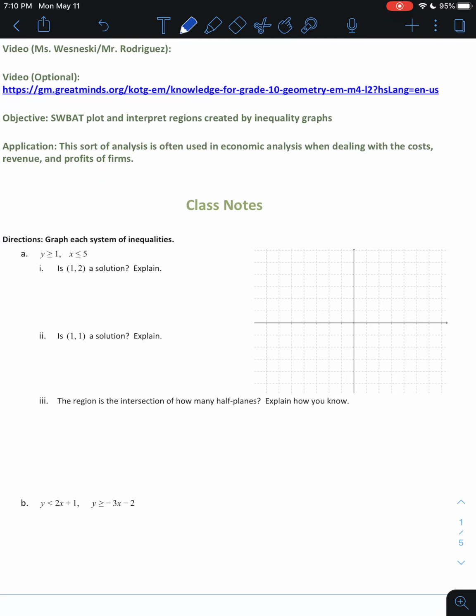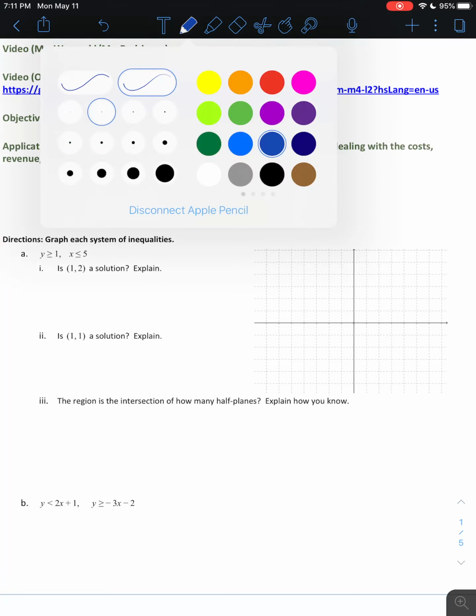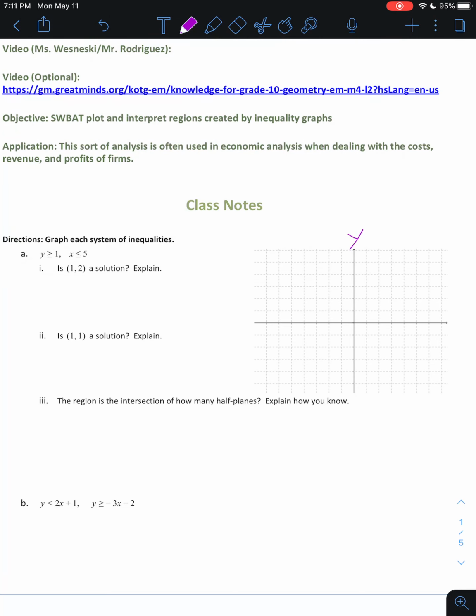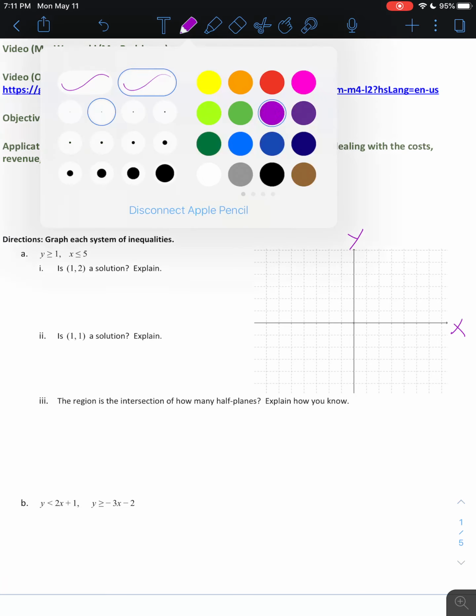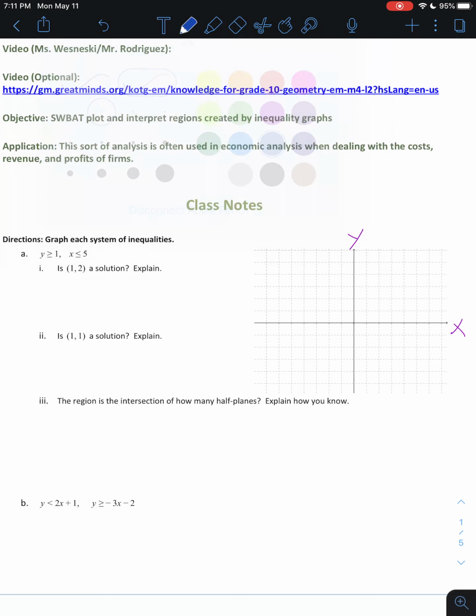So first equation is y is greater than or equal to 1. So the way we solve that is we have our y-axis up here and our x-axis over here. So what we do is we find 1 on the y-axis, right? That's right here. And so the line, right, y is greater than or equal to 1 would be like that.